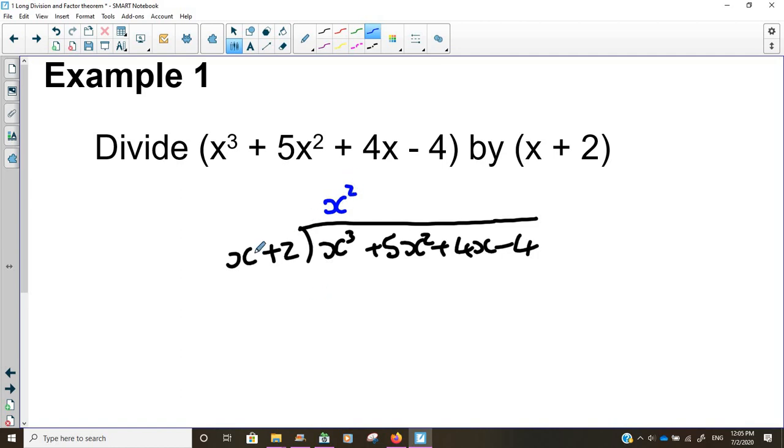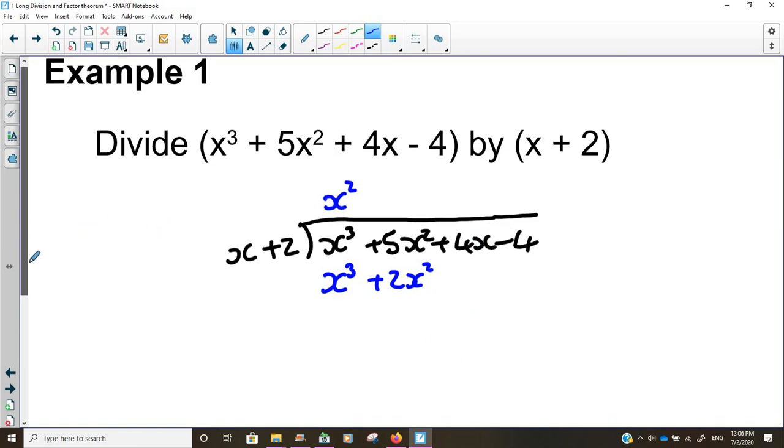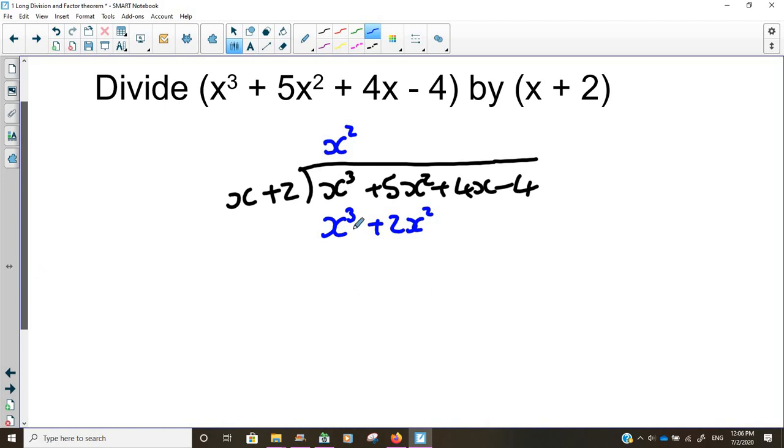Now I'm going to multiply x squared by x plus 2 and write the answer underneath. So x squared times x is x cubed, and x squared times 2 is 2x squared. Now when you're doing this, you need to keep everything in line, so all the x cubes together in one column, all the x squareds together in one column, and just try and keep everything neat and tidy.